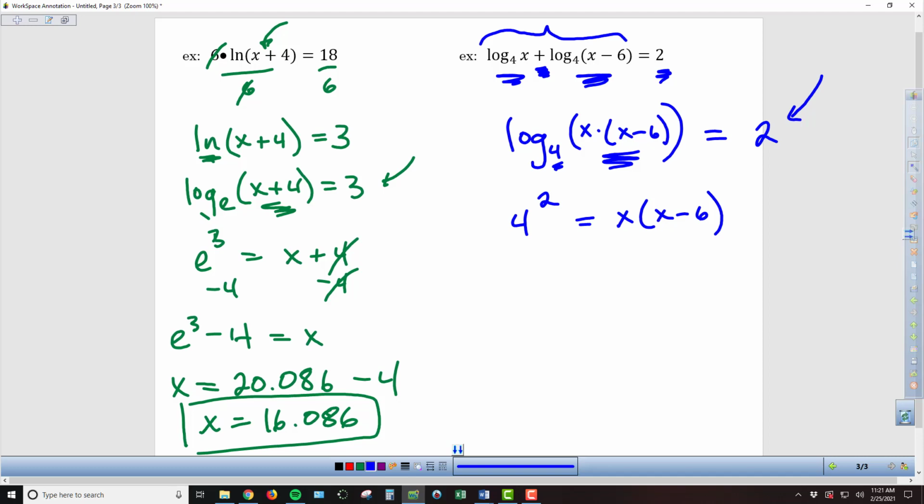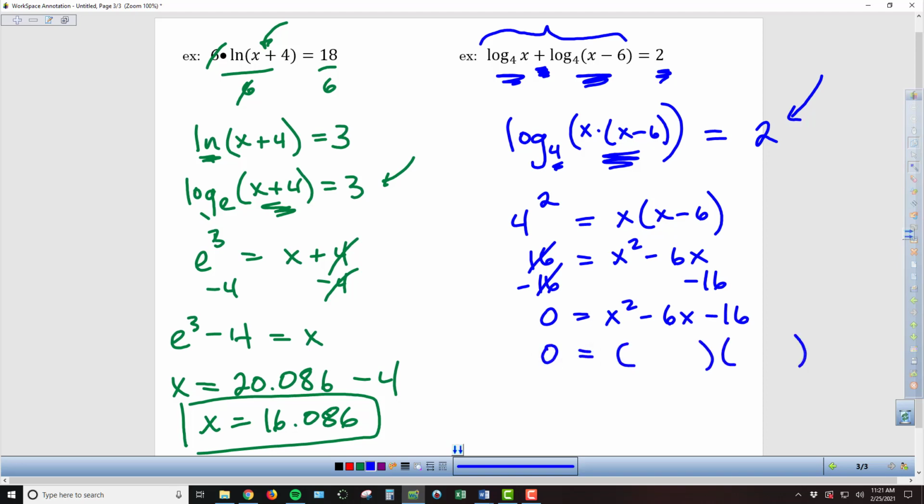So now we're ready to start solving this equation. So 4 squared is 16 equals, on this side I'll go ahead and distribute, and I get x squared minus 6x. We have an x squared in our equation, so we're going to have to solve by factoring. In order to factor, we have to have it equal 0. So I'm going to subtract 16 from both sides. So I get 0 equals x squared minus 6x minus 16. And so now I can break it up into my two sets of parentheses.